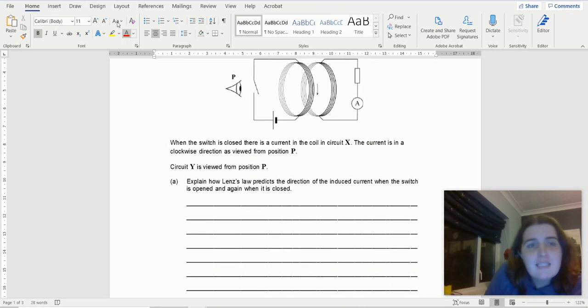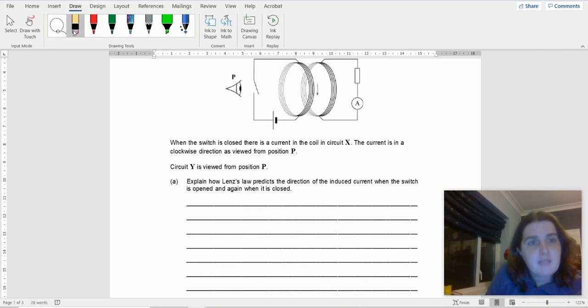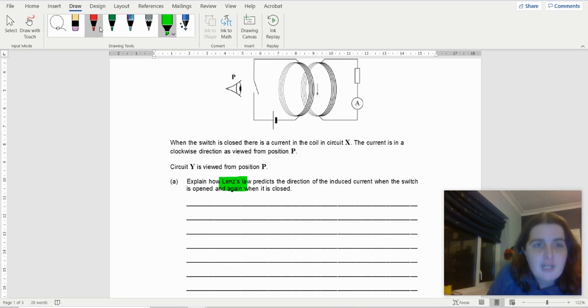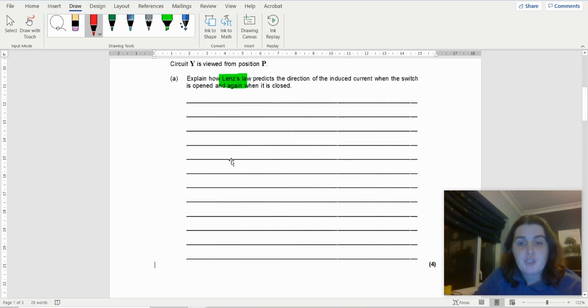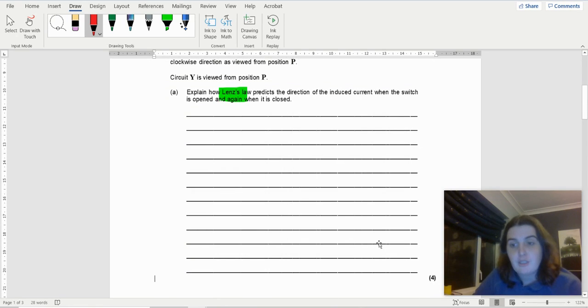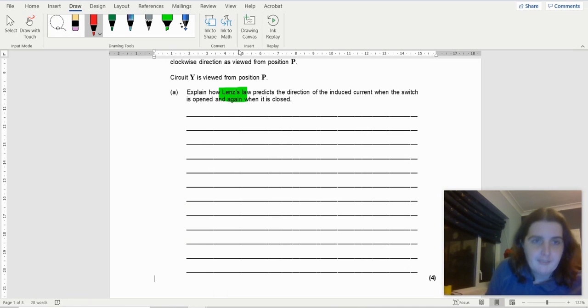Explain how Lenz's law predicts the direction of the induced current when the switch is opened and when the switch is closed. It's an explain question, so you need to be saying "because". And it's a 4-mark question. So there are clearly 2 things they want you to talk about: firstly, when the switch is open, and secondly, when the switch is closed. So you're going to dedicate 2 bullet points to each one, okay?